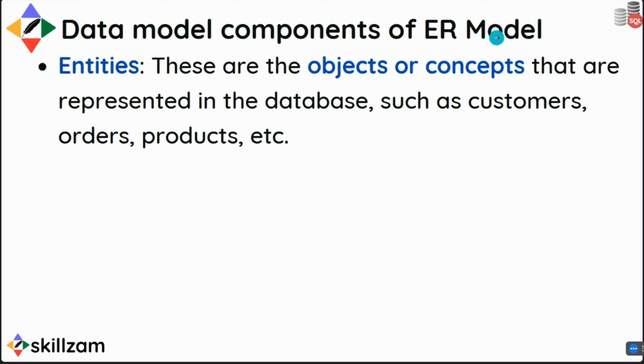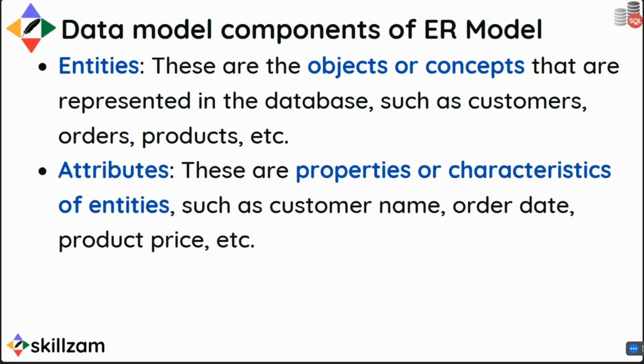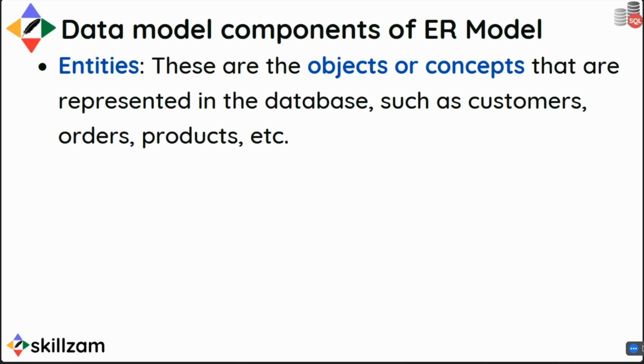ER is the entity relationship model. In the entity relationship model, there are three main components. One is called entity, another is called attribute, and another is called relationship. Now, let's see what an entity is. Entities are nothing but objects or concepts that are represented in the database. For example, customers are an entity, or orders, or products. These are all entities.